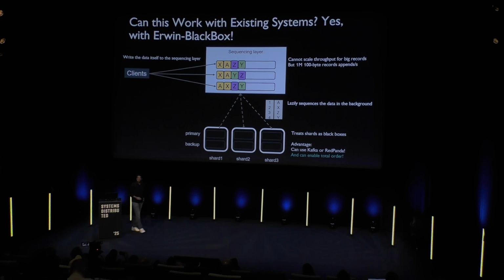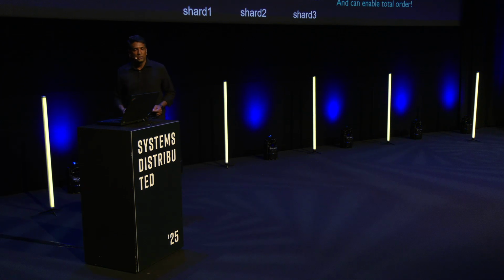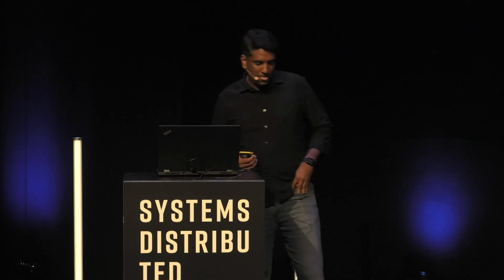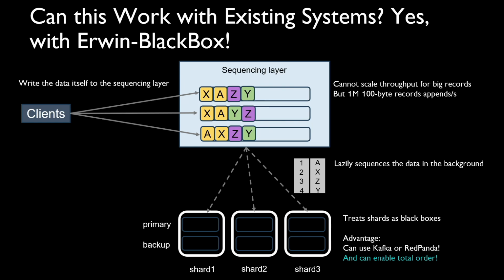This is the reason why this solution does not scale for bigger payloads, because the data itself is passing through the sequencing layer, so the NIC of the sequencing layer becomes a bottleneck. There is a limit on how many messages you can process per second. But we have seen that if your payloads are very small, as small as your metadata records, then you can still achieve 1 million appends per second, which is surprisingly common in many workloads.